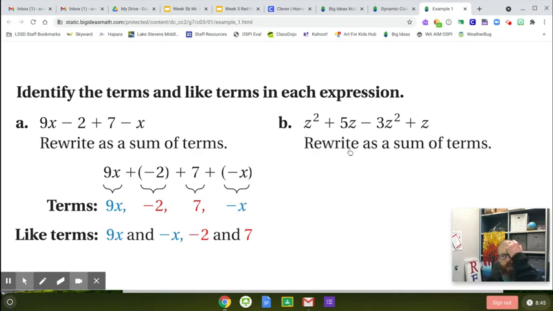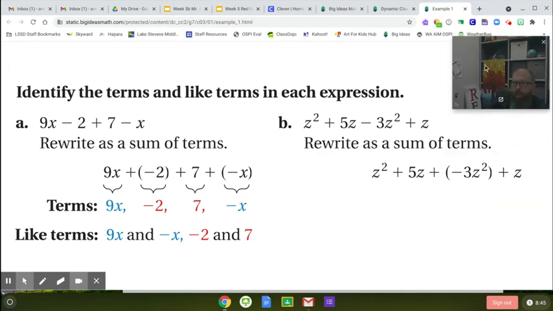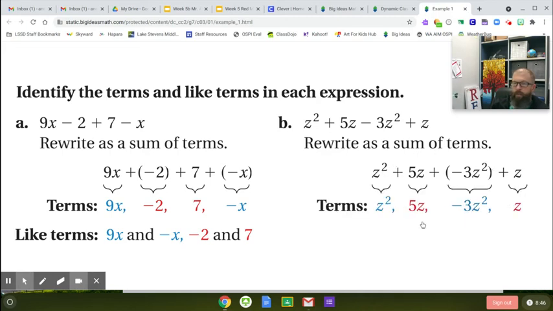Now, same thing we're going to do here. We're going to rewrite it as a sum of terms. So we have z squared plus 5z minus 3z squared plus z. So we're going to add the opposite here. We end up with -3z squared. Now, the tricky part here is these do have the same variable, but they do not have the same exponent. So they're not like terms. Now, these ones would be because they have the same exponent. So our terms are z squared, 5z, -3z squared, and z.